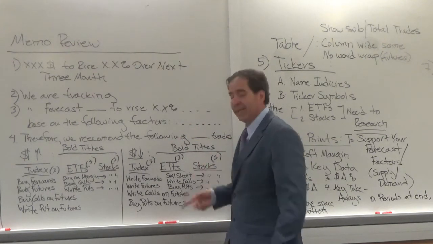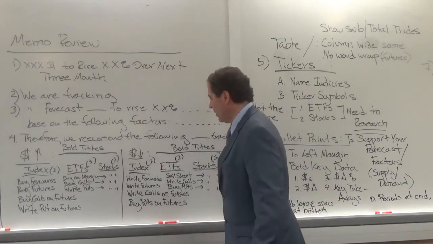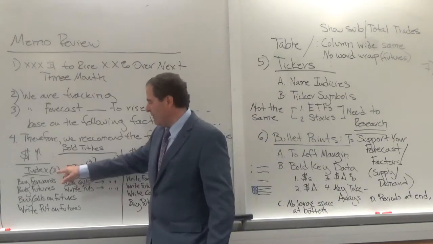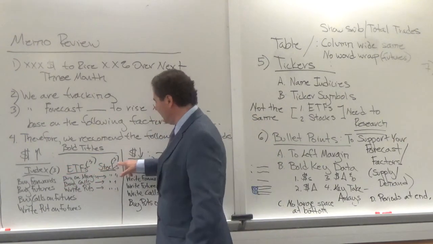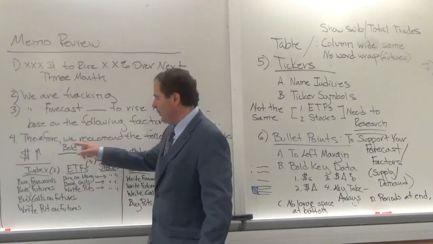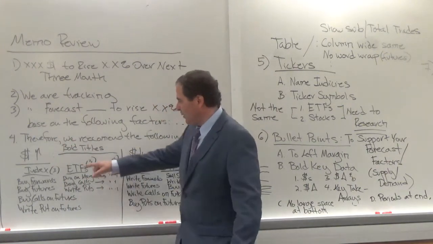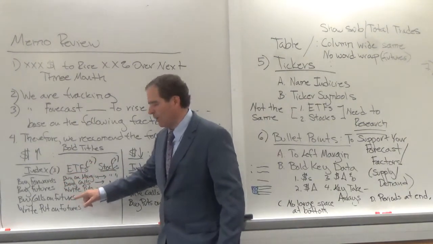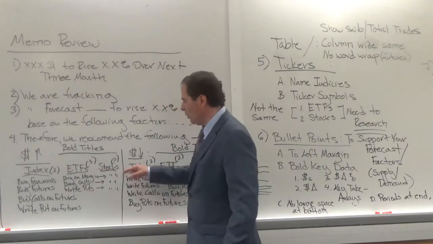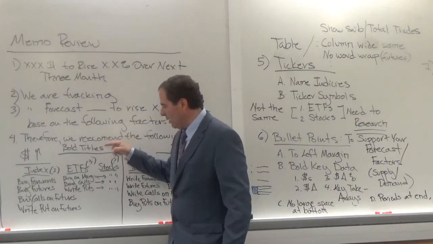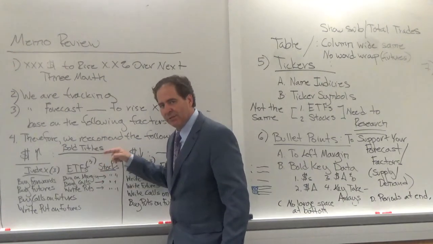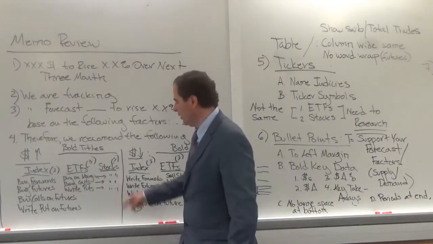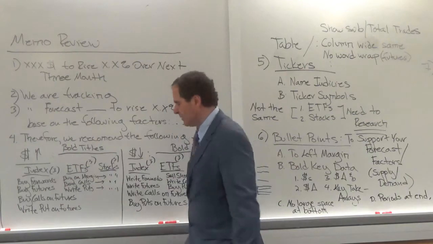Therefore, we recommend the following, and it's got to be at least 36 trades. You want to bold the titles in the tables. You have to have at least 3 indices, 3 ETFs, and 5 stocks. If you are forecasting the price to rise, you are going to buy forwards, buy futures, buy calls on futures, and write puts on futures, in that order. You want to buy on margin, buy calls, and write puts for the ETFs, and you copy and paste that over into the stocks in the same order. You're going to buy on margin, buy calls, write puts.